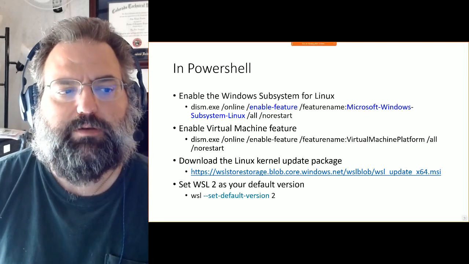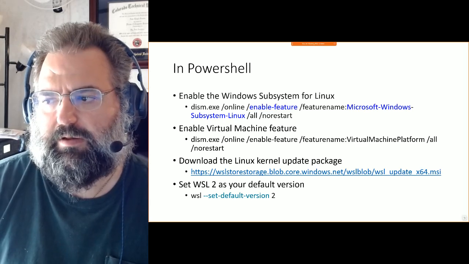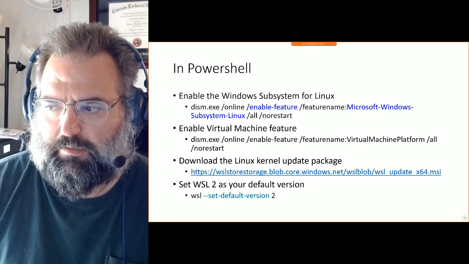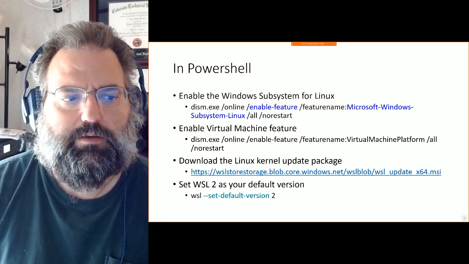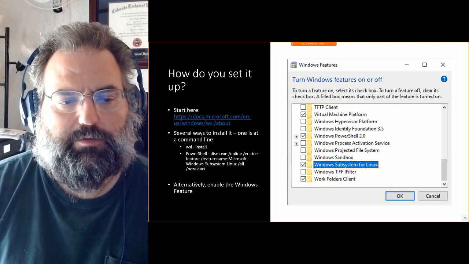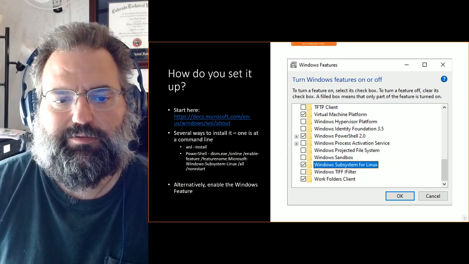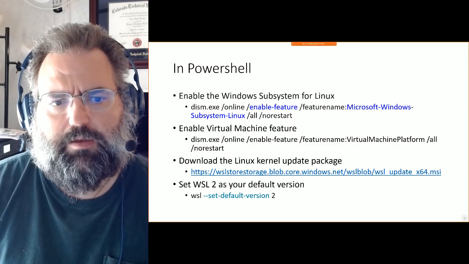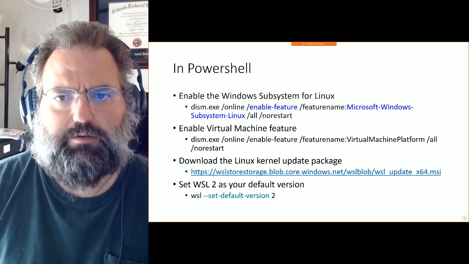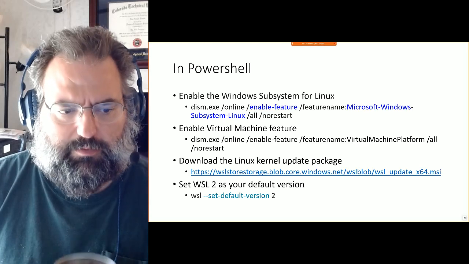If you were to do it inside of PowerShell, you use the command that you see on the screen, dism /online /enable-feature, feature name Microsoft-Windows-Subsystem-Linux, /all, and then /norestart to avoid having to restart the computer. You'll want to make sure that the virtual machine is turned on. So on the previous slide, there's a Virtual Machine Platform. You'll want to make sure that that is checked. You'll also have to make certain that virtualization is turned on in the BIOS on your computer. Sometimes it is by default, sometimes it isn't. Anymore, it typically is.